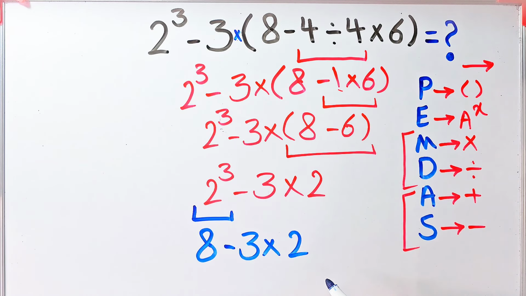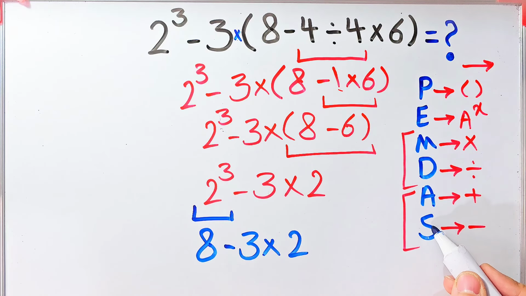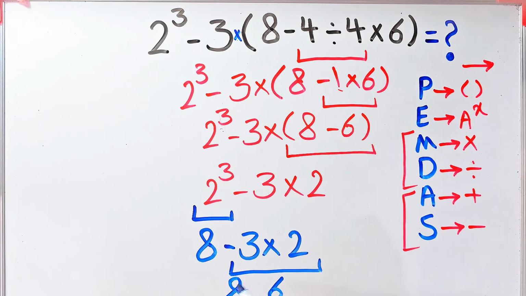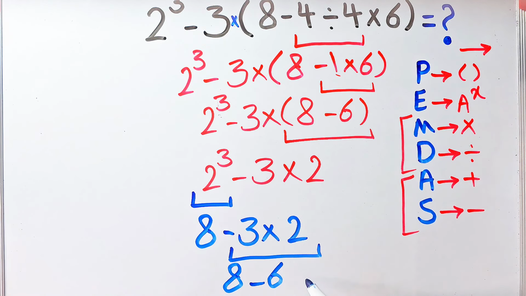We have subtraction and multiplication. First we do this multiplication, because the multiplication has higher priority than subtraction. Negative 3 times 2 equals negative 6. Now we have 8 minus 6, and the final answer of this question equals 2.